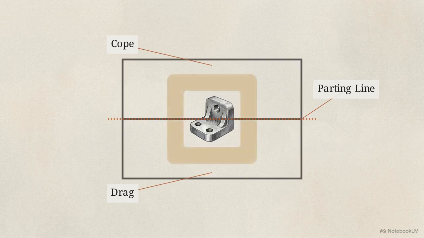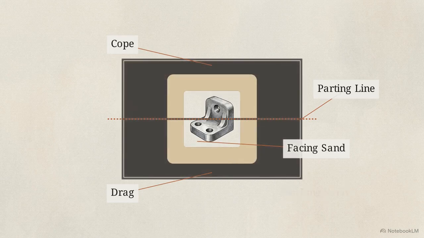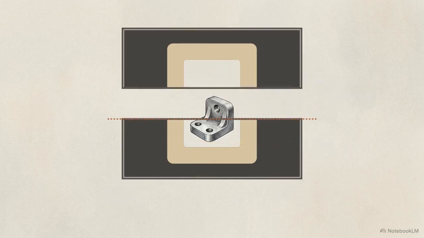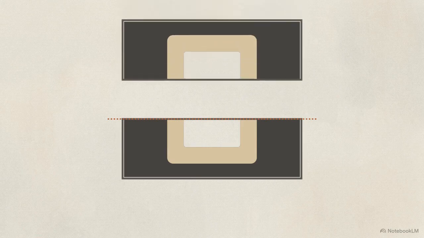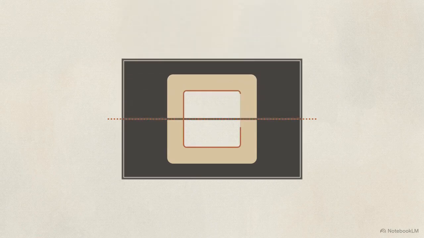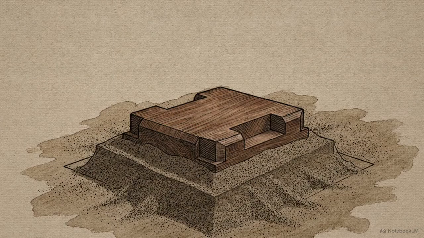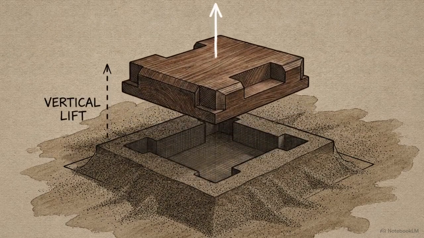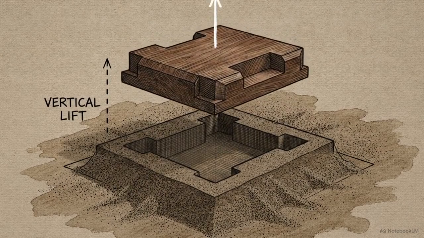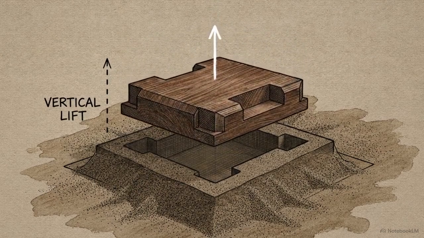Directly against the pattern, we use fine facing sand to capture the intricate details of the surface. The rest of the flask is filled with coarser backing sand for structural integrity. The cope is lifted and the physical pattern is extracted. When the cope is lowered back down, it leaves a precise, enclosed negative space, the mold cavity. This split flask architecture exists for one engineering reason. It allows the extraction of the solid pattern without destroying the fragile sand geometry.